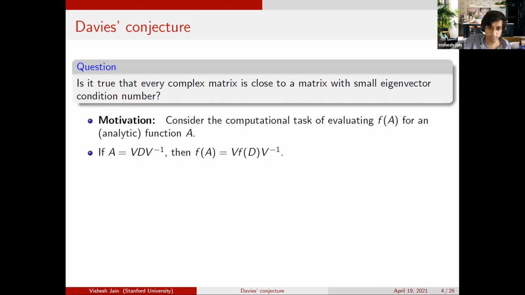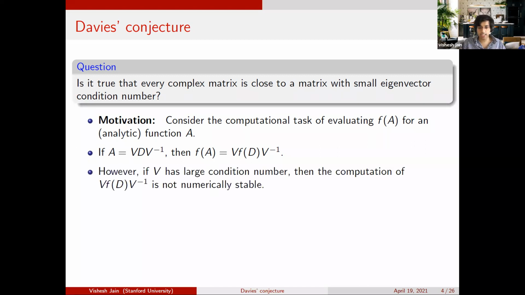For a pure mathematician, sure, there is no issue here. But the problem is that if V has a large condition number, then what's happening in real life? On a computer, you can't work with real numbers up to arbitrary precision, so you have to work with finite bit precision. And what's going to happen is that if your matrix V is ill-conditioned, in the sense that the norm of V times the norm of V inverse is large, then the computation of V times F of D times V inverse is not numerically stable, right?